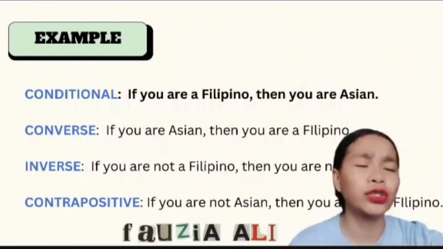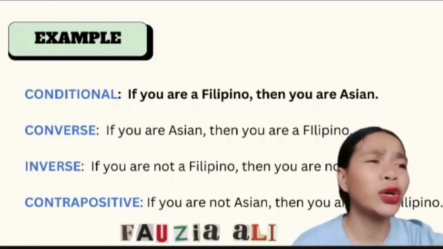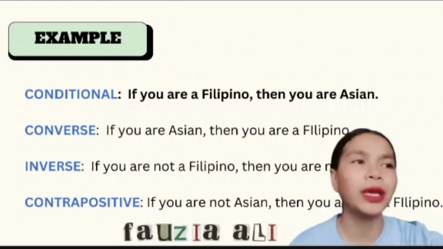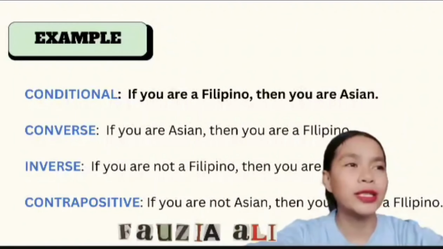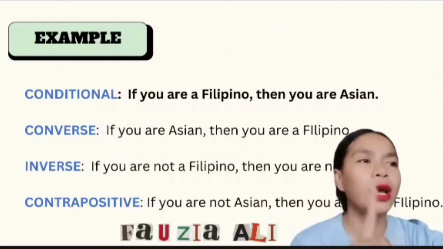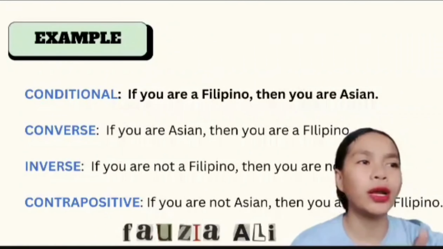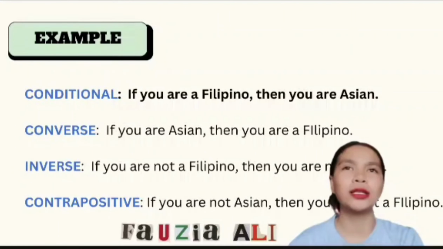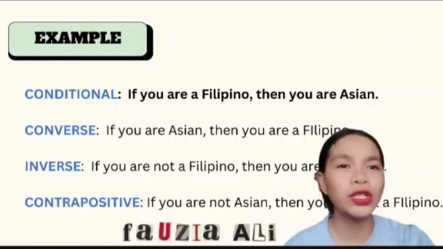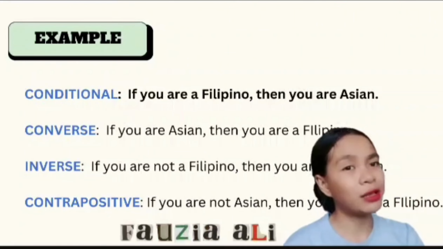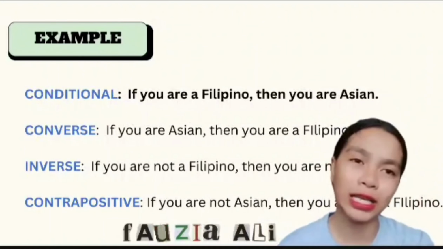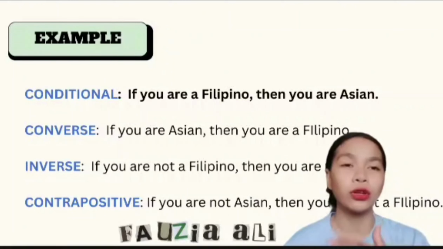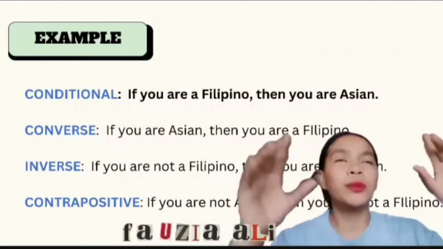Number 4 is contrapositive. The format is if not Q, then not P. For example, if you are not an Asian, then you are not a Filipino. The statement is taken from the converse, but with not added. Just not added. That simple.